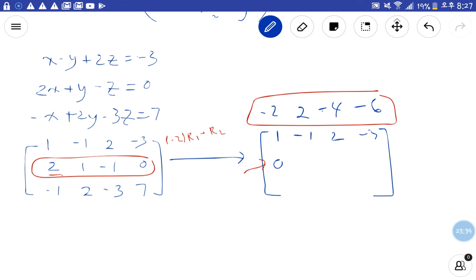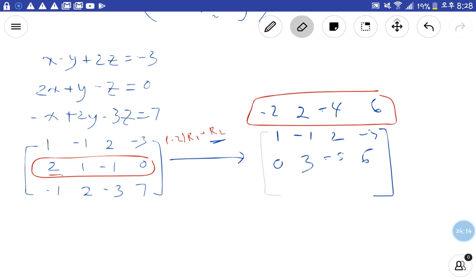And then I have 2 plus 1 becomes 3. Negative 4 plus negative 1 becomes negative 5. And negative 6 plus 0 becomes... Oh, I'm sorry. That should be positive 6. Positive 6 plus 0 becomes 6. So I got 0, 3, negative 5, 6. That's my second row. So always, if you have negative 2 times R1 plus R2, the answer replaces your last one, which is the second row.